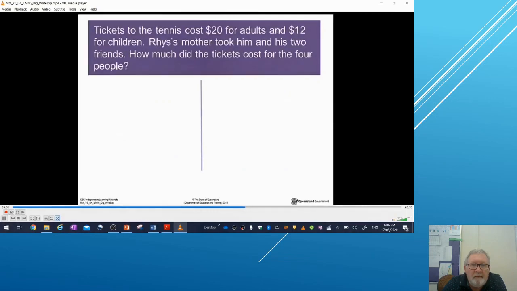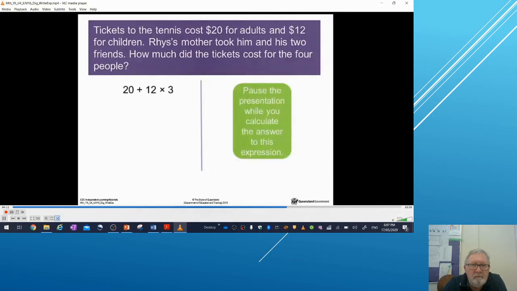Let's look at another question. Tickets to the tennis cost $20 for adults and $12 for children. Reese's mother took him and his 2 friends. How much did the tickets cost for the 4 people? One way we might write this expression is 20 add 12 multiplied by 3. We could write the dollar signs in the expression, but this is not necessary, as long as we remember to include the dollar sign in our final answer. Brackets are not necessary in this expression, as our conventions lead us to multiply before we add. Pause the presentation while you calculate the answer to this expression.